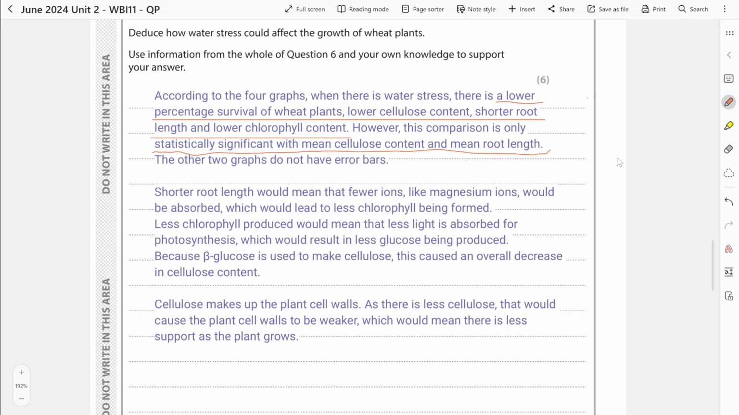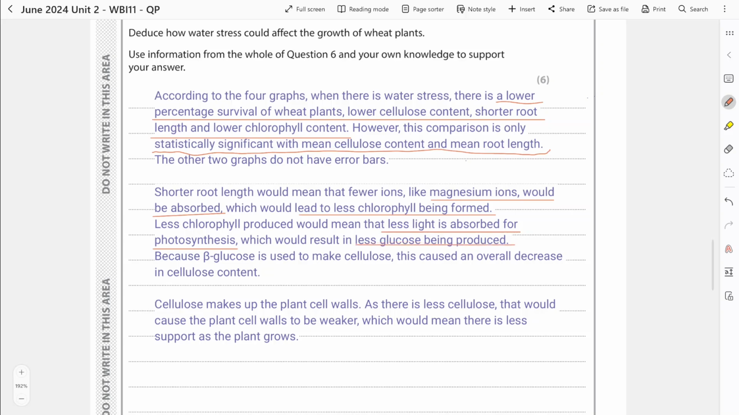All right, then I would go on to explain, using my own knowledge and the whole of question 6, why we see what we see. So shorter root length would mean fewer ions, like magnesium ions, would be absorbed. That would be one point you can say, which would lead to less chlorophyll being formed, because remember earlier they mentioned that magnesium ions are used for chlorophyll formation. Less chlorophyll would mean less light being absorbed for photosynthesis. And less photosynthesis would mean less glucose being produced.